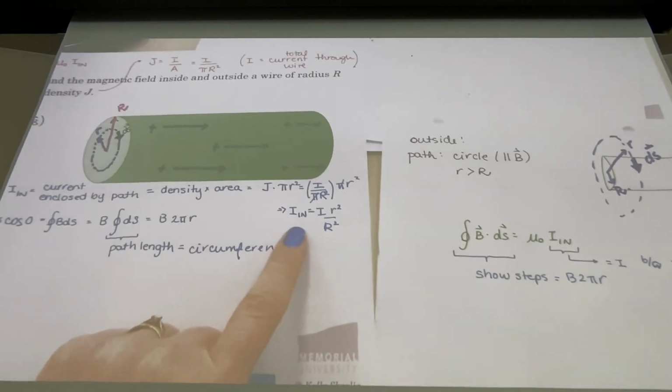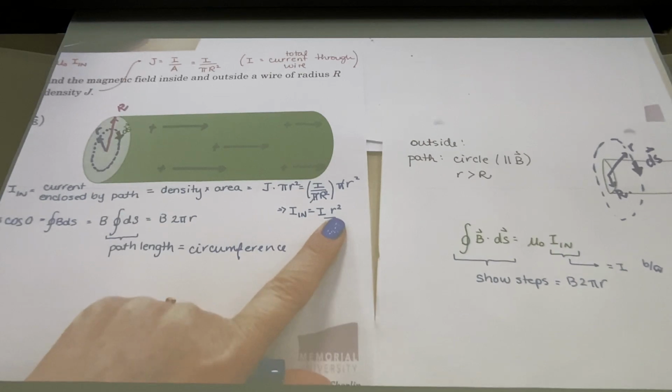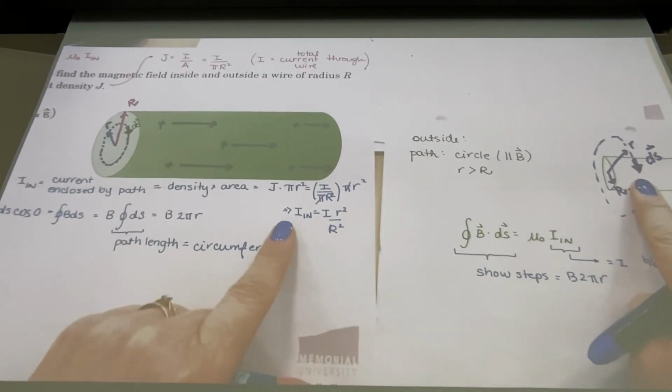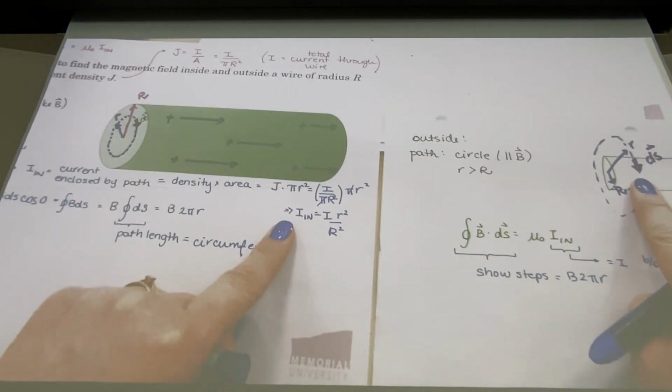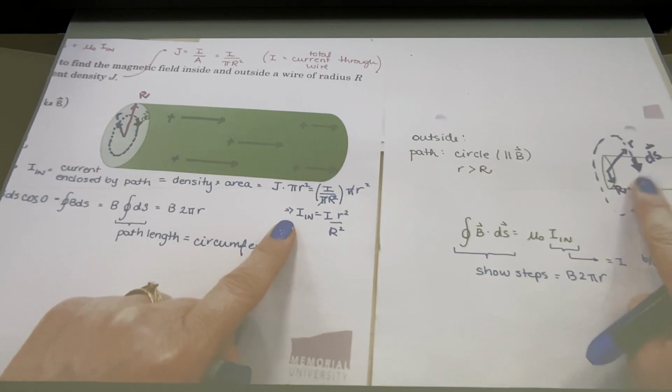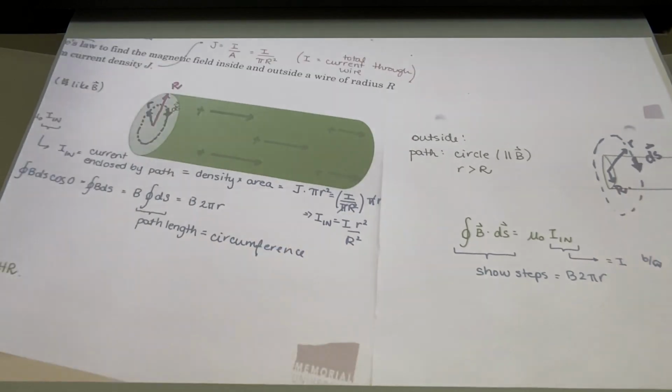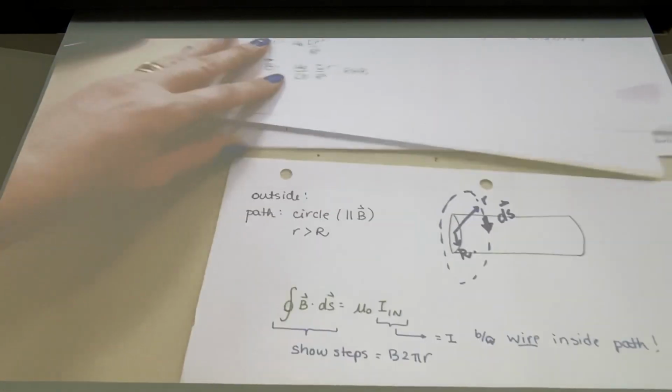If you tried to use this equation, but your little r was bigger than the radius of the wire, your I inside would be more than the total current in the wire, and that doesn't make any sense, right? The maximum current you could have would be the current of the wire. Okay, now we put it together.